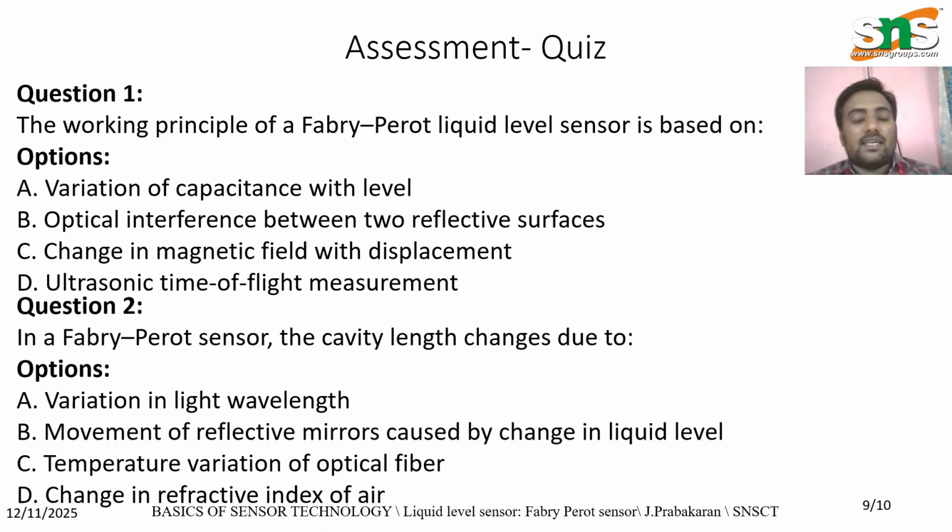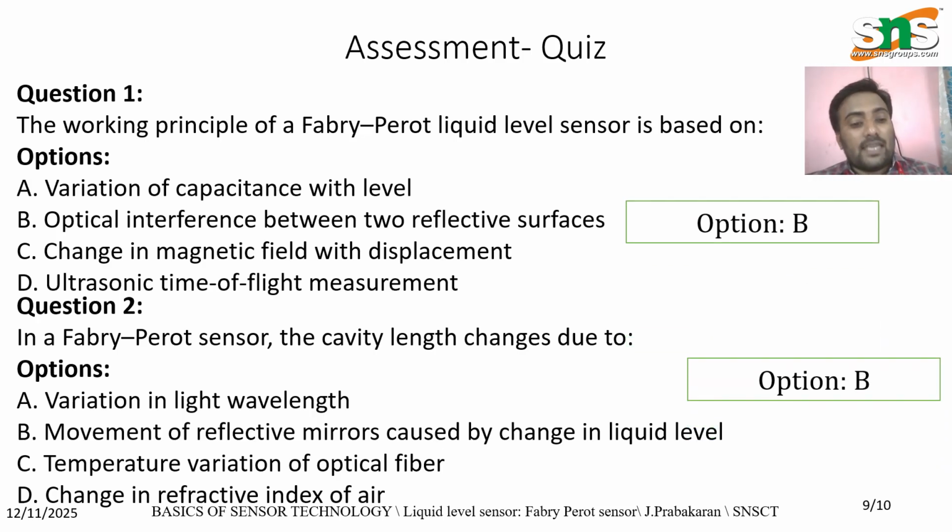Let me discuss the assessment quiz. The first question: the working principle of a Fabry Perot liquid level sensor is based on the optical interference between two reflective surfaces. The correct option is B. And the second question: in a Fabry Perot sensor, the cavity length changes due to the movement of reflective mirrors caused by the change in liquid level. The option is B.